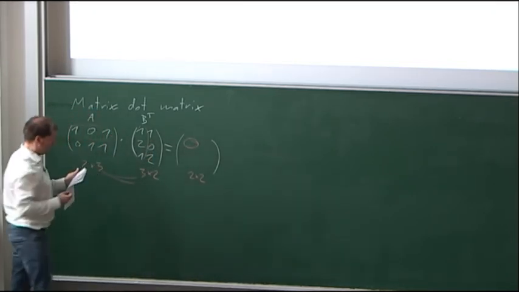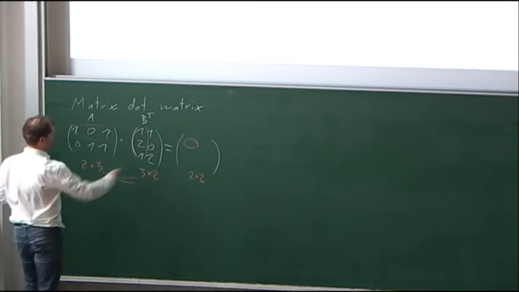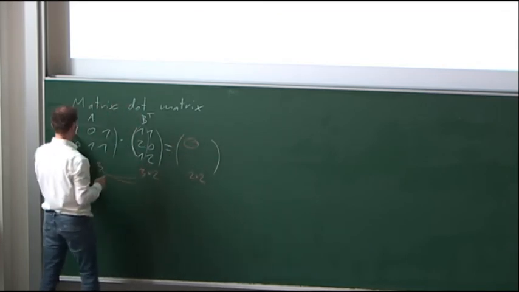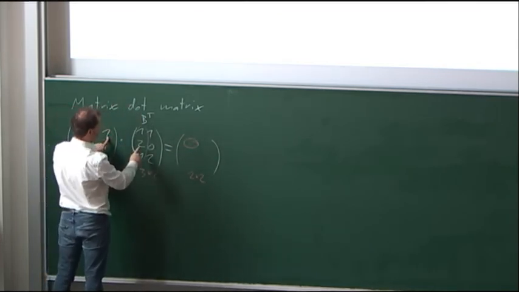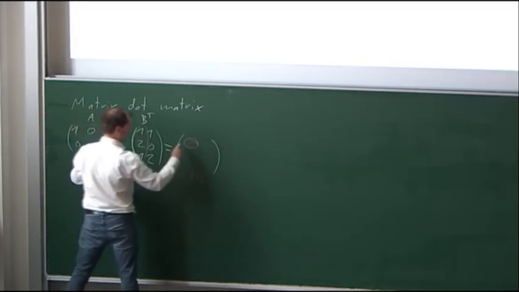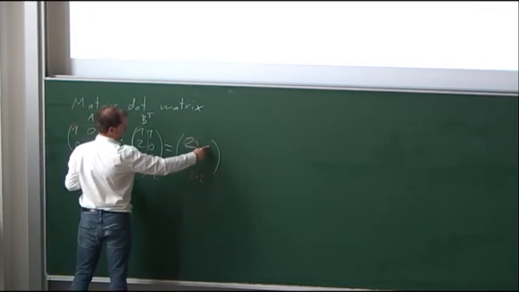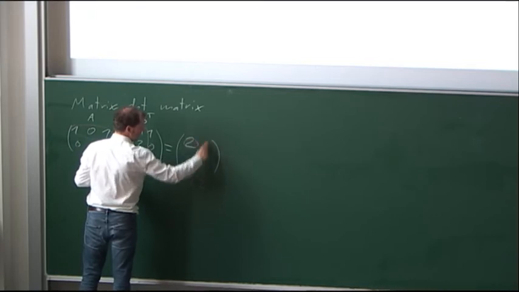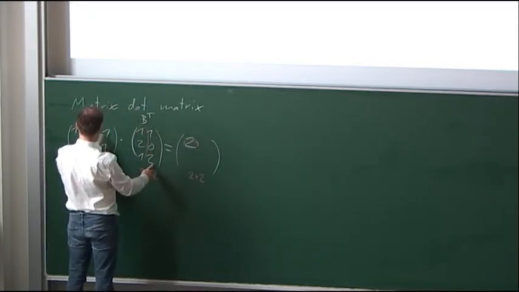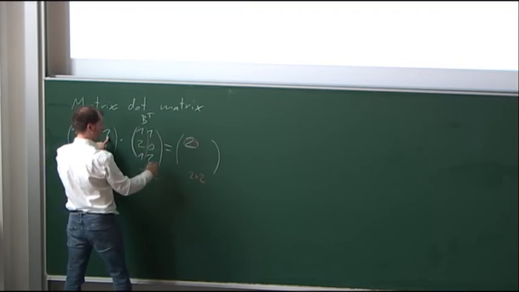Let's just do the calculation. I think we have a few minutes left. So let's start with this entry. This entry, first row, first column, is the dot product between the first row of A and the first column of B transpose. So it's 1 times 1 plus 1 times 1, it's 2. Then this entry here, in the first row and the second column, is the dot product between the first row of A and the second column of B. So it's 1 times 1 plus 0 times 0 plus 1 times 2, which is 3.